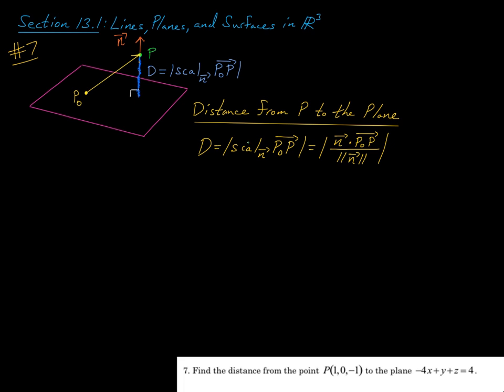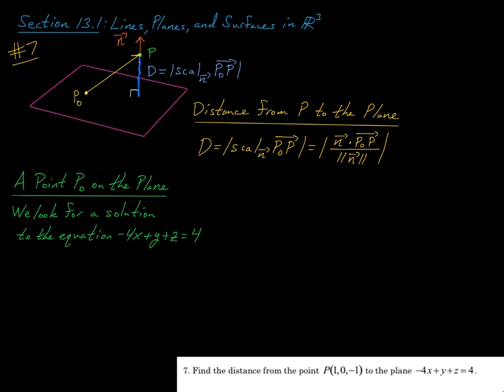So in general, the distance from a point to a plane can be computed as follows. We take the absolute value of the scalar projection of this vector p0p onto the normal vector, which, as we know, to compute the scalar projection, we take the dot product of the two vectors and then we divide by the magnitude of the vector we're projecting onto. And here we're projecting onto the normal vector, so you see that division by the magnitude of the normal vector. All right, great. So now let's go ahead and apply this.